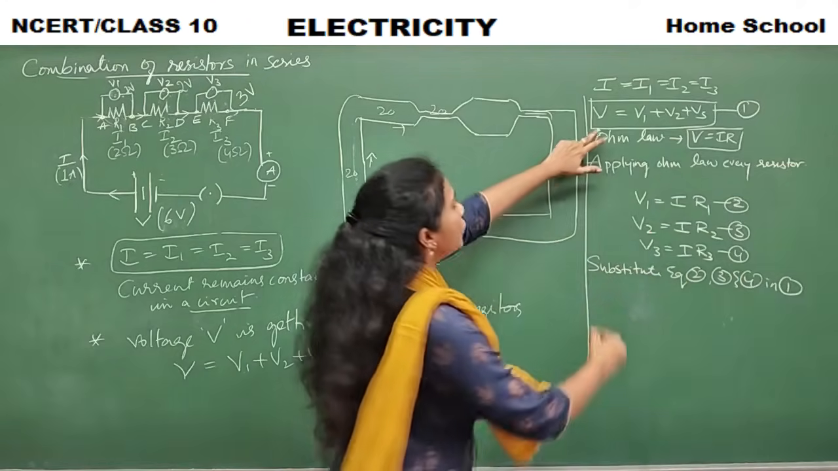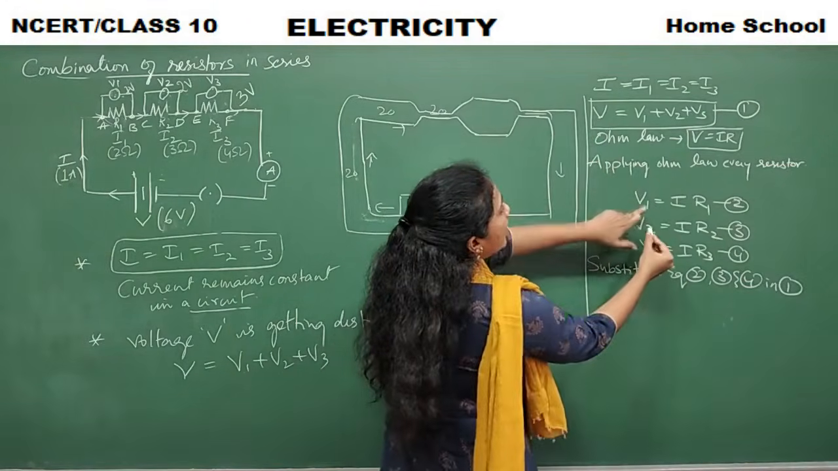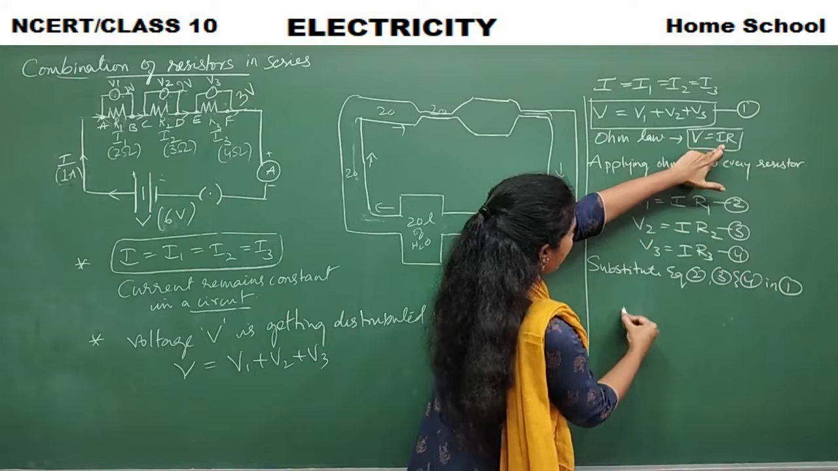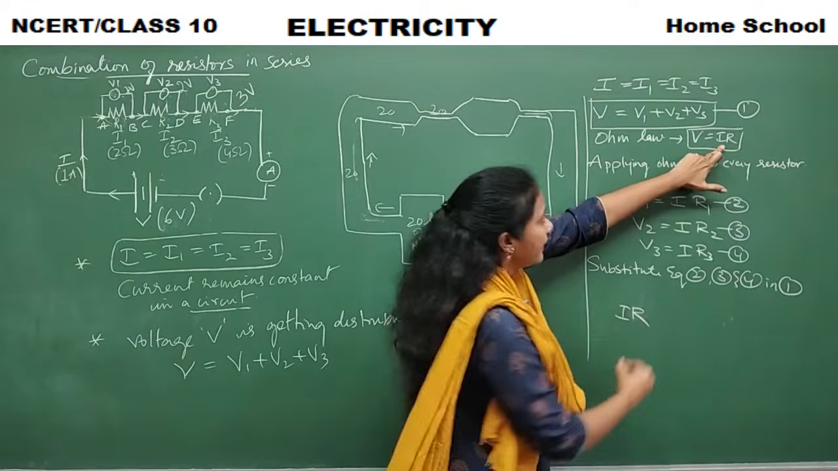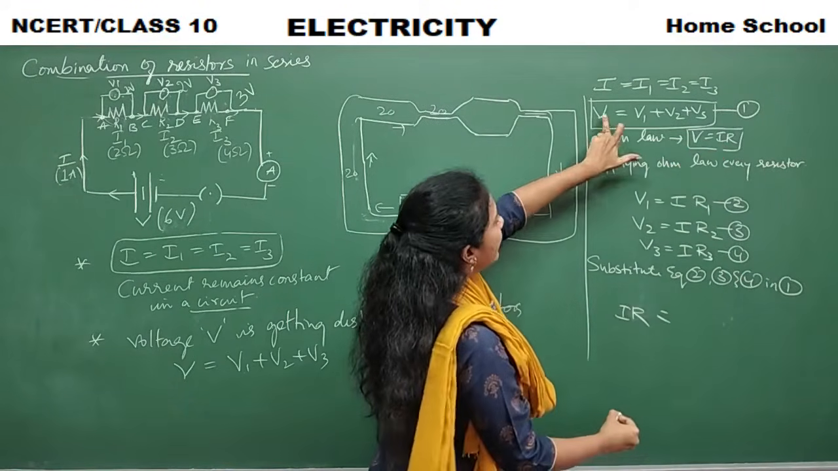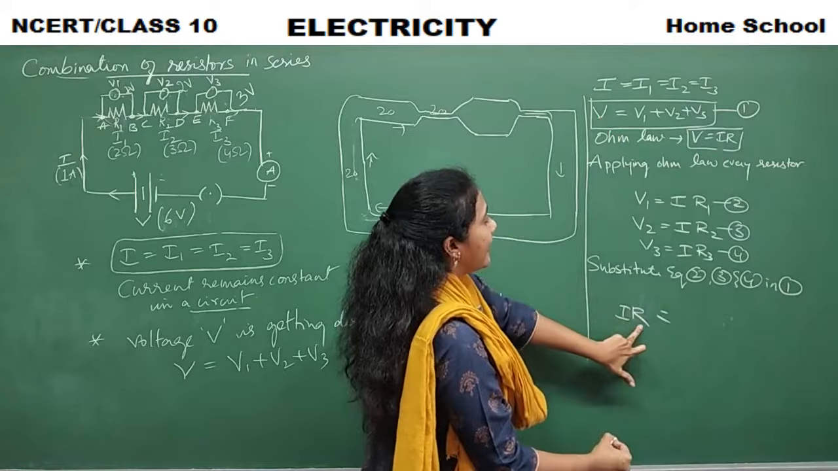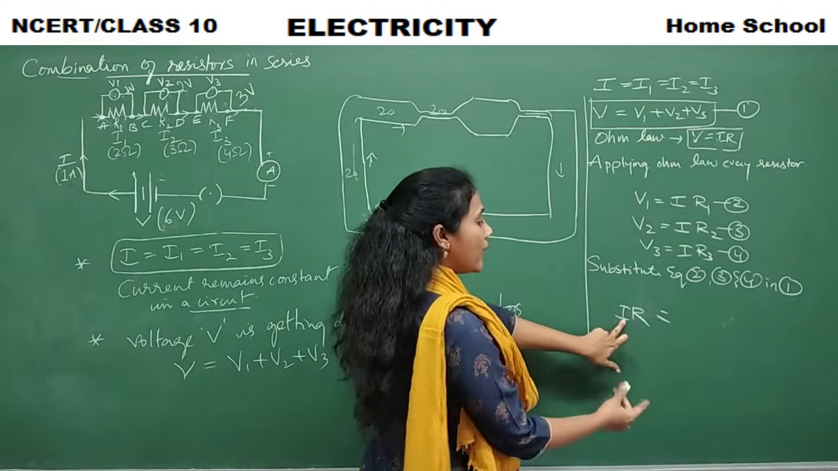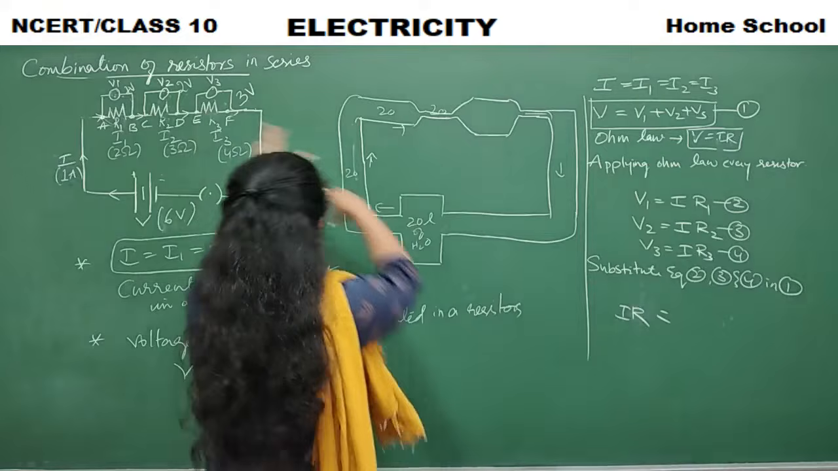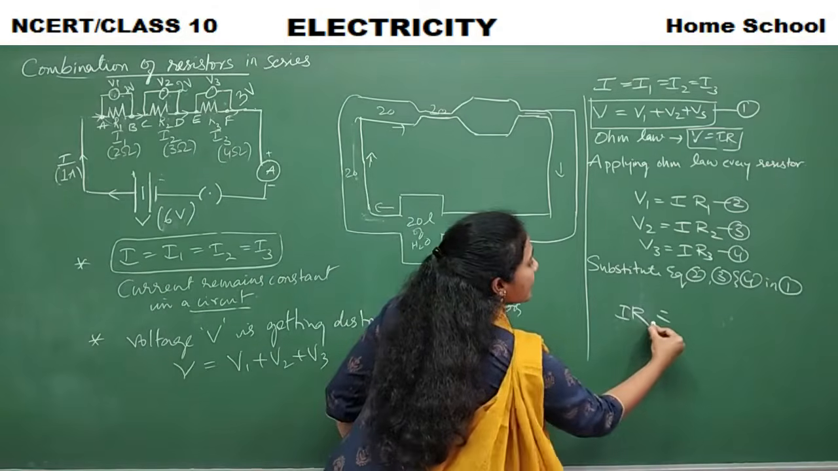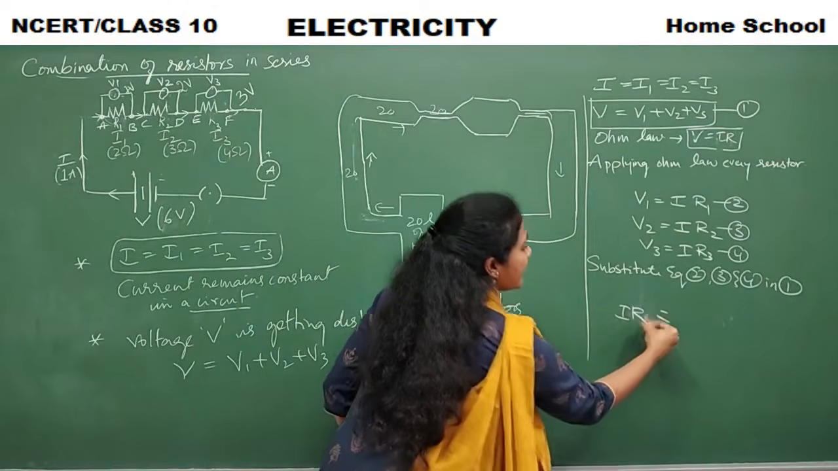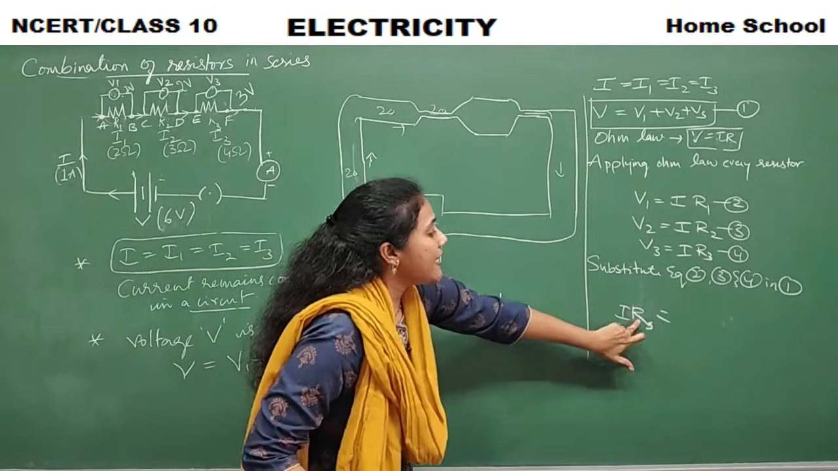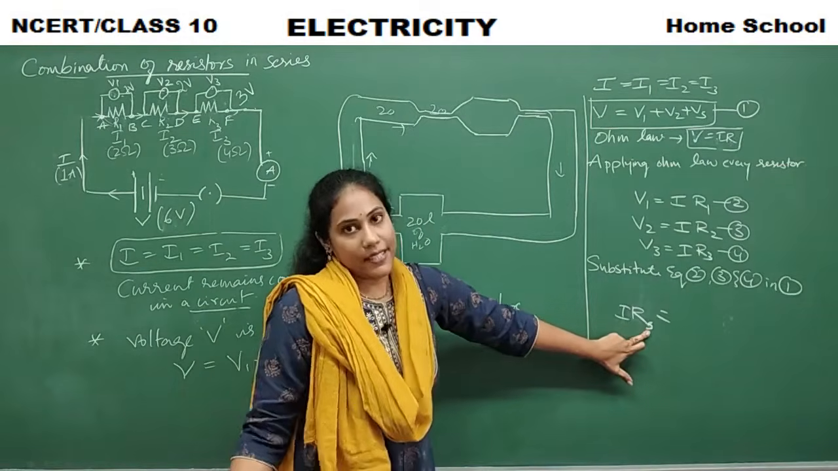So total voltage is equal to IR, right? Instead of V, I will write IR, because V is equal to IR. We know it's Ohm's law. So this is the total current and this is the total resistance in a circuit. Since the resistors are connected in series, I will represent the total resistance with RS.